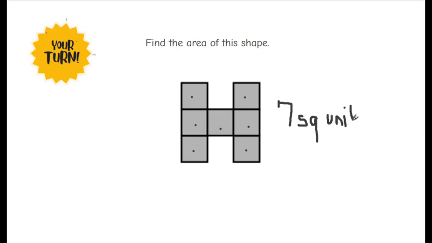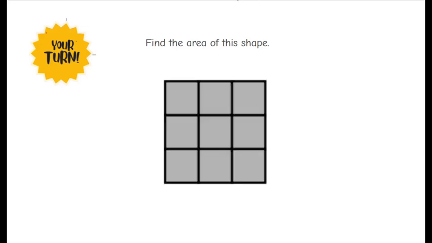Let's try another one. Again, make sure you pause the video, figure it out, and then come back. Let's count those square units on the inside of the shape. 1, 2, 3, 4, 5, 6, 7, 8, 9. 9 square units.